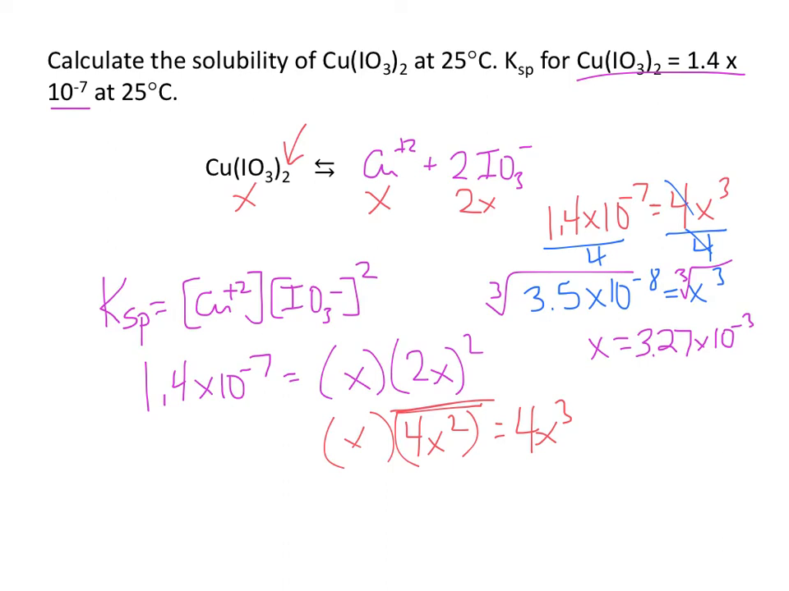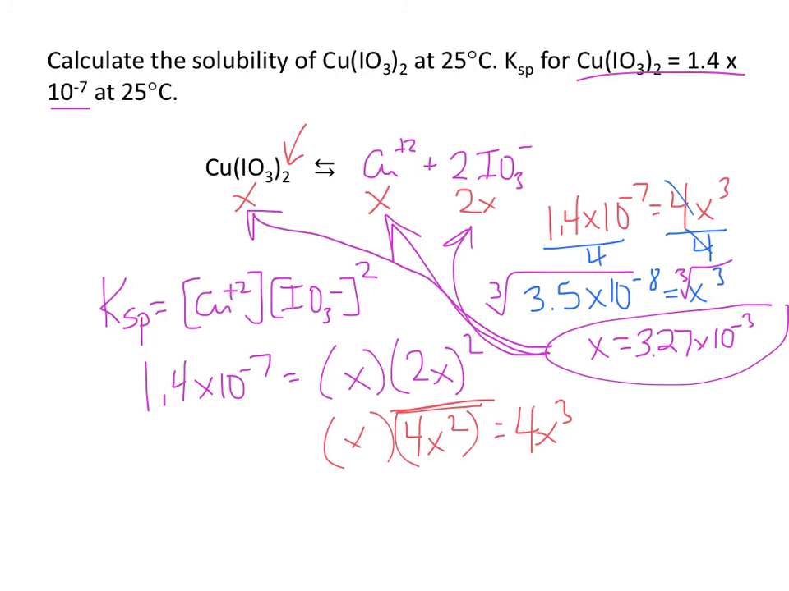Okay, so now that is x. This value of x can fit in there to the expression. It can fit in here, and more importantly, it can fit in where the CuIO3 is. So that x is actually the number of moles per liter of CuIO3 that will dissolve. So my final answer is 3.27 times 10 to the negative 3.